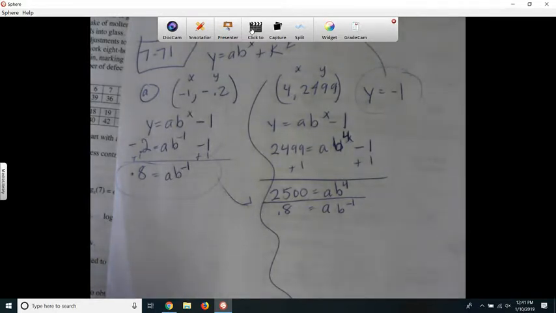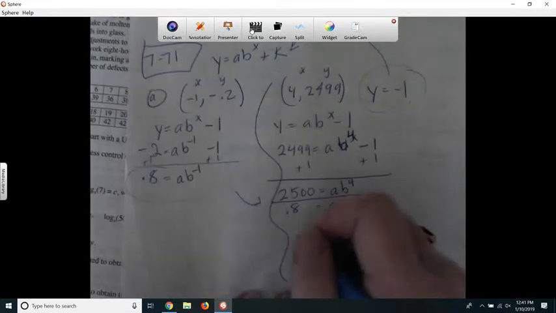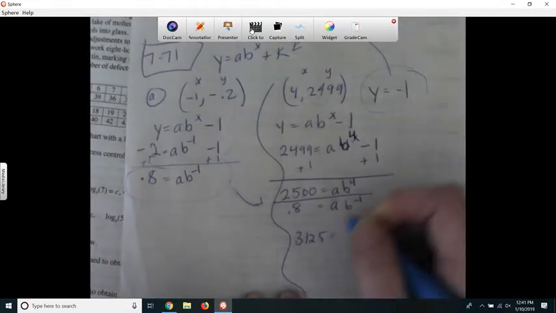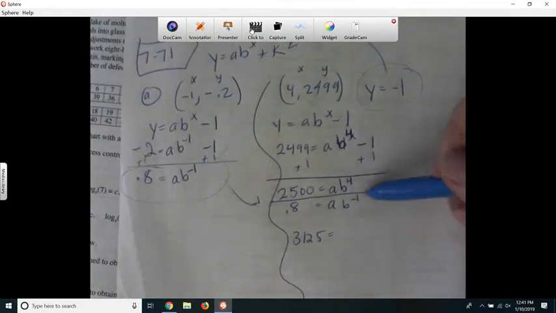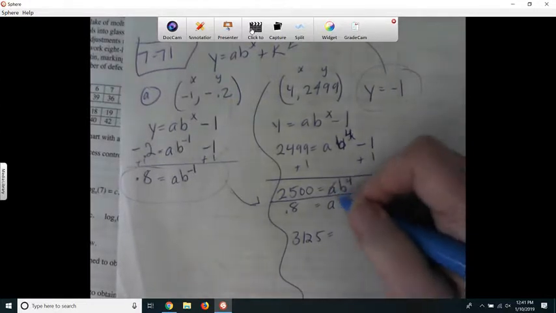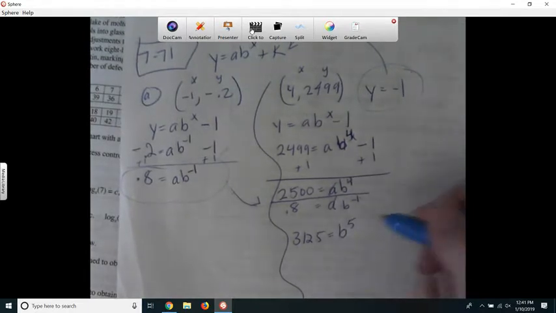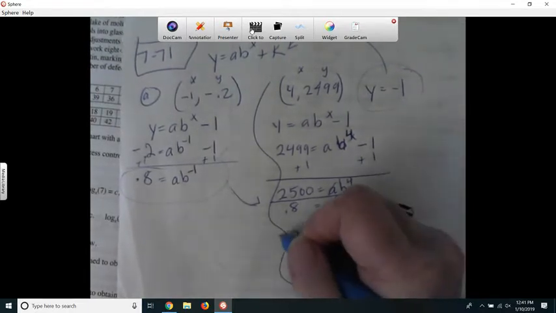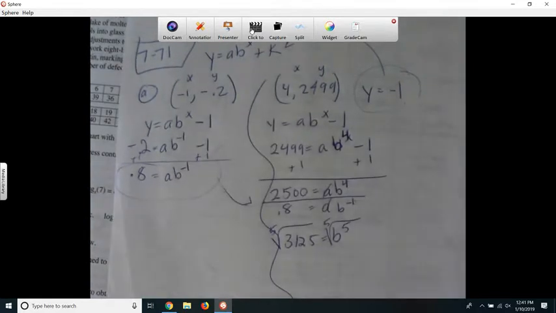Okay, sorry, divided by 0.8. I believe you, but if you're right, it's 31.25. And then, you know how when you have the exponents, you can go 4 minus negative 1? So that would be actually 4 plus 1, because minus a negative is plus 1. So I think that's going to be b to the 5th. And then I can take 5th roots of both sides. So the 5th root of 3125, my calculator probably has a button for that.